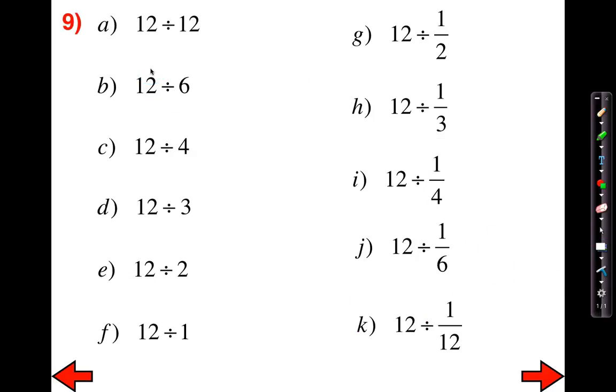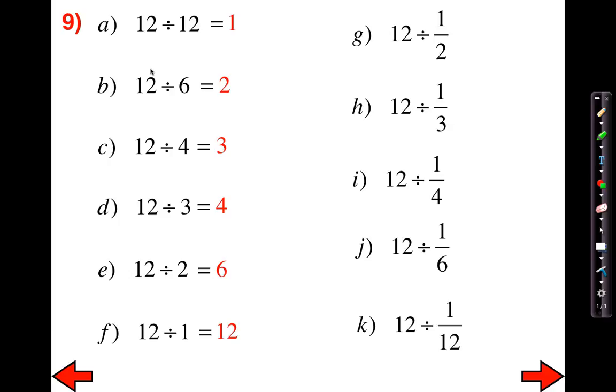Now for number 9, we're going to go ahead and do some division and see if we can notice a pattern. For example, 12 divided by 12 is 1. 12 divided by 6 is 2. 12 divided by 4 is 3. 12 divided by 3 is 4. 12 divided by 2 is 6. And 12 divided by 1 is 12.